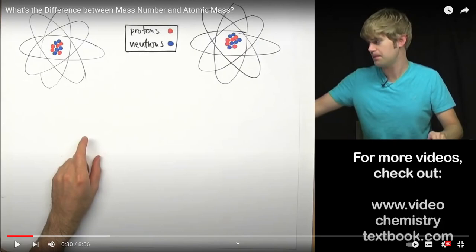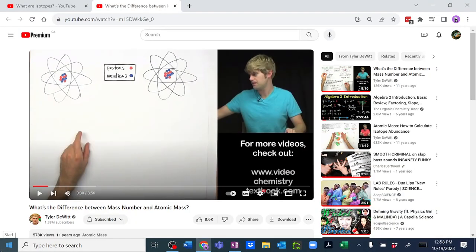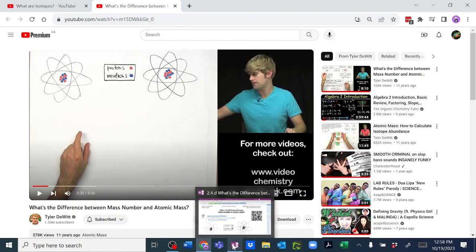The number of protons and neutrons. And it is the number of protons and neutrons in a specific isotope, okay? Now, where would I find mass number? Ooh, this is tricky. Where would I find mass number on the periodic table? Let's go look.